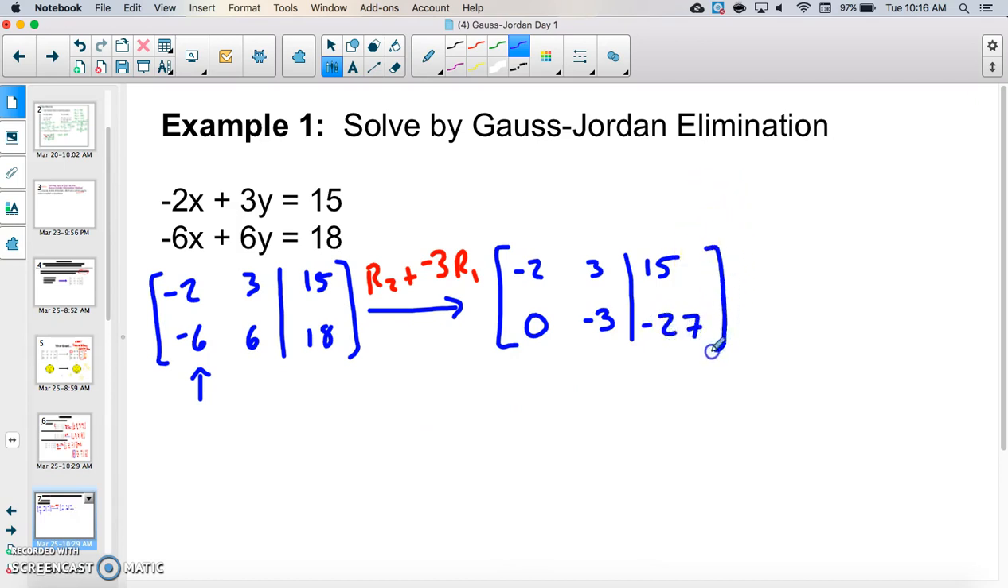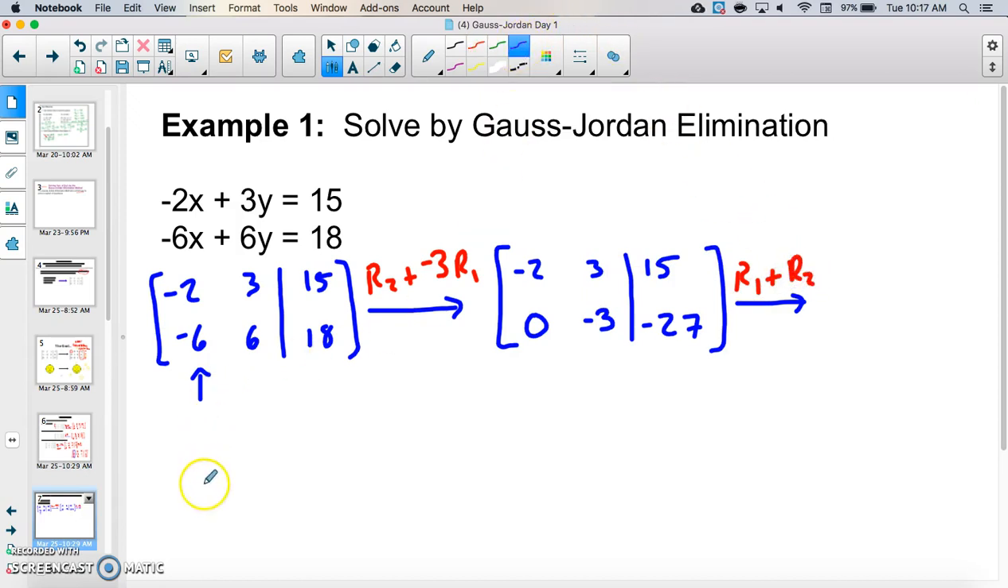At this point, looking for what might be easiest, I noticed that this -3 and 3 match. So I could use those to get me another 0. Because if I add 0 and -2, that won't change anything. But if I add these, it's going to turn into 0. So my goal is to get a 0 here. So I'm going to do row 1, because that's what I want to replace, plus just row 2.